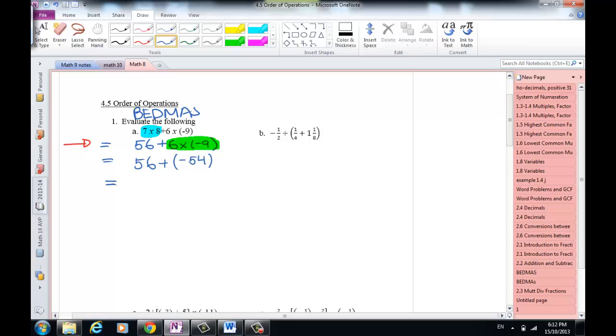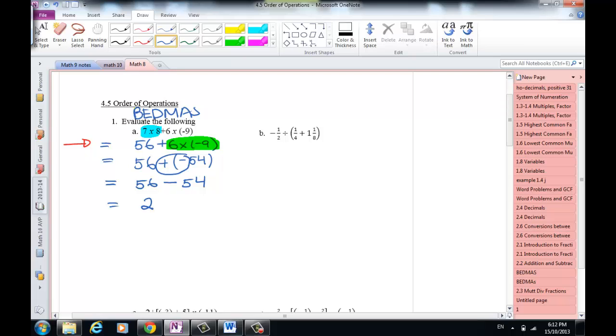So now I have 56 plus minus 54. Now, a plus and a minus, all that's happening is we're having a change of direction. So we have 56, plus minus is just a minus, 54, which is equal to 2.